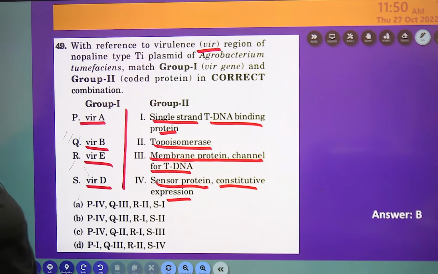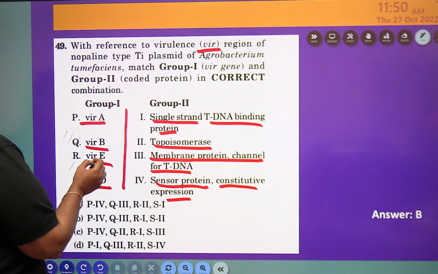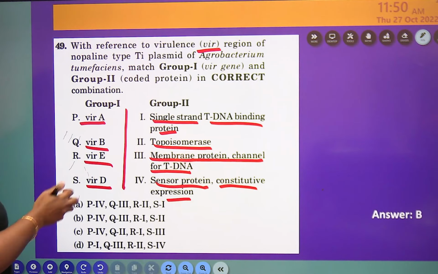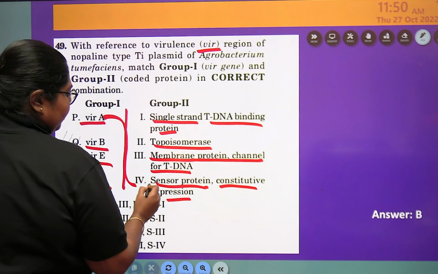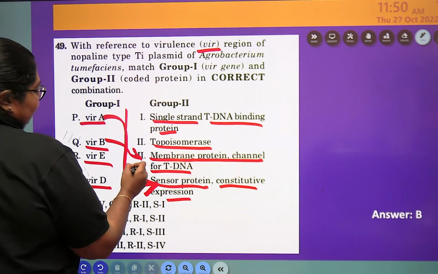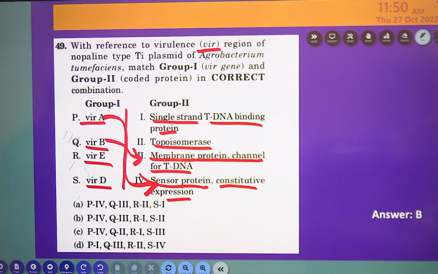Yes, everyone, so you're all ready. What is this Vir A meant for? Vir A is meant for your sensor protein, acetosyringone. And then what is this Vir B meant for? It is the channel. Between the two channels, only this Vir B is important.